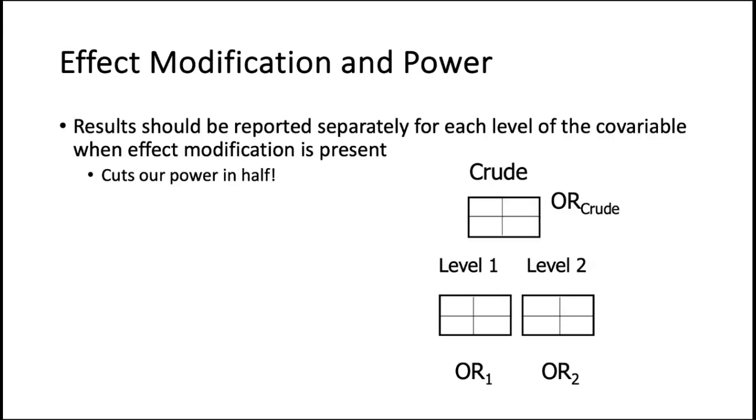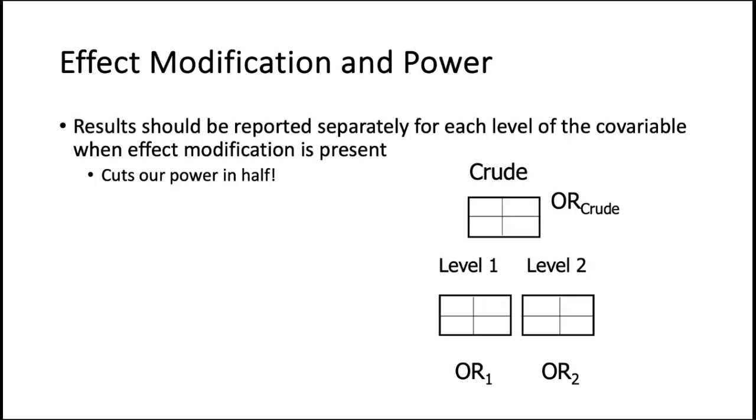If I've got half of the people in my sample in level 2 compared to all 100 people in my crude, when I have effect modification, I am essentially conducting these 2x2 tables separately for that gender variable, whatever that third variable is. This analysis for level 1 is going to have half the power of my crude analysis, and the same is true for level 2. So when you have effect modification, you're essentially doing analyses that have much reduced power. They have lower power compared to that crude analysis.